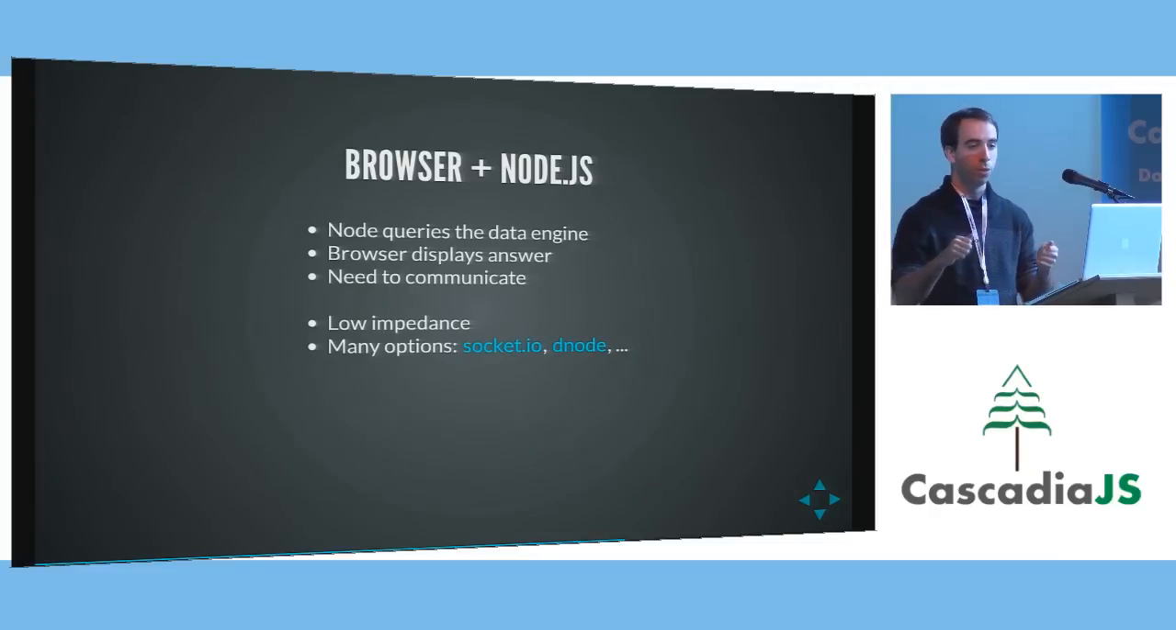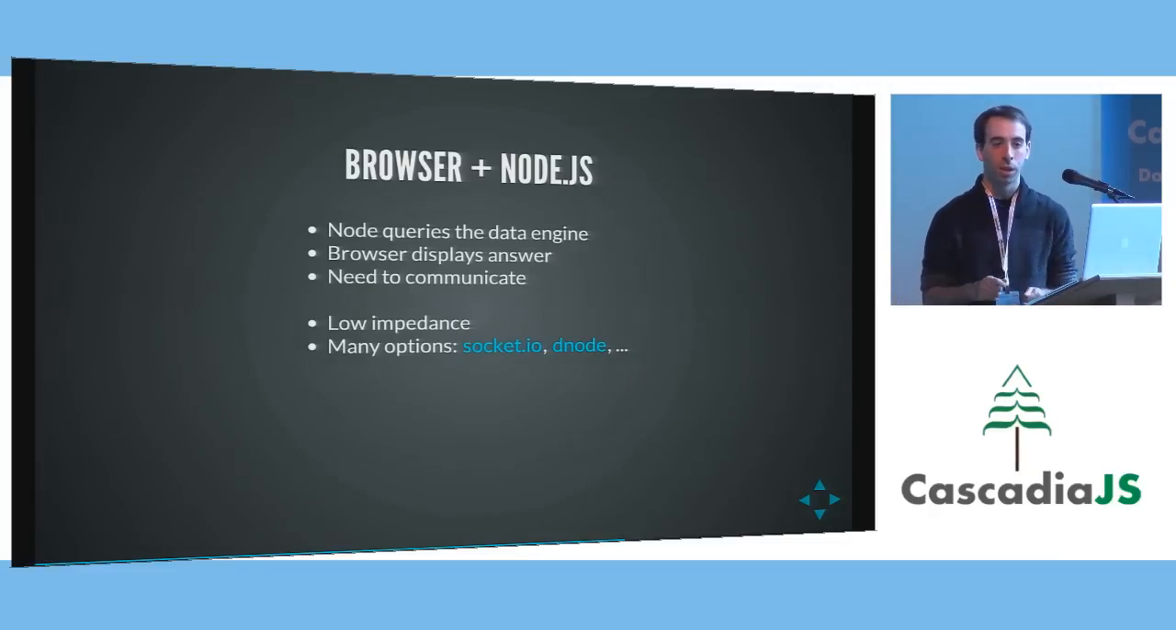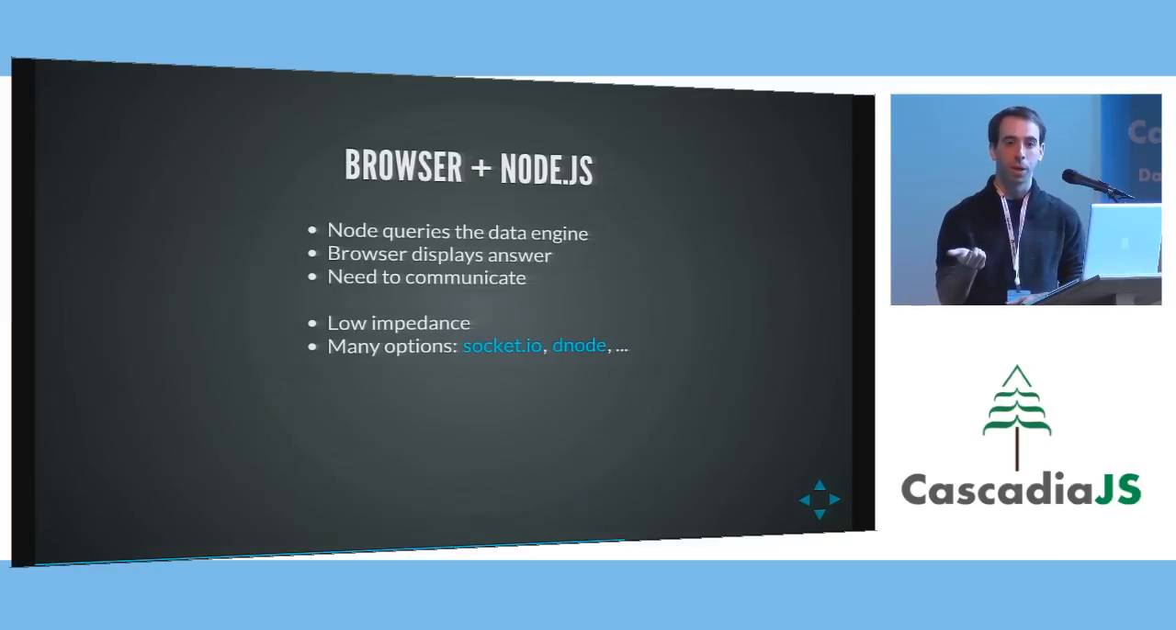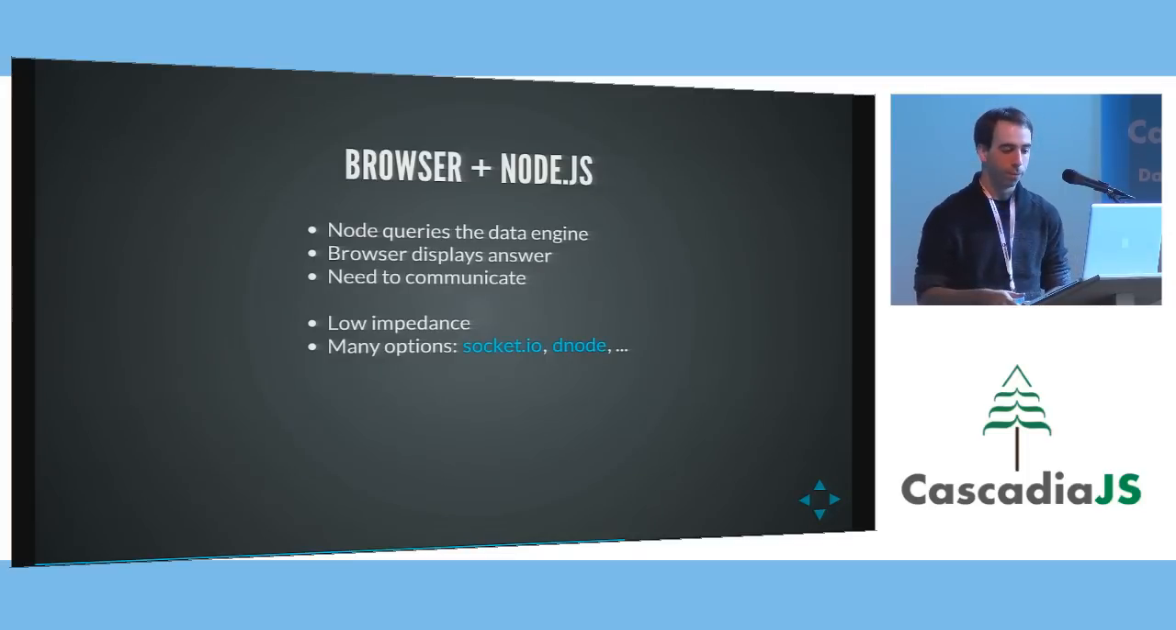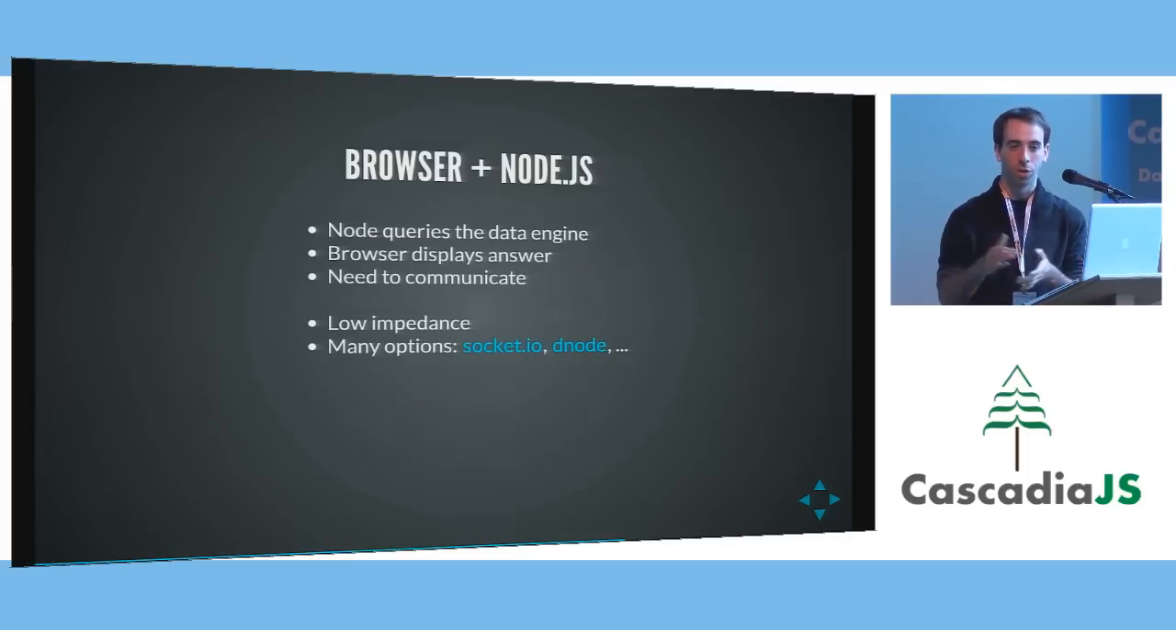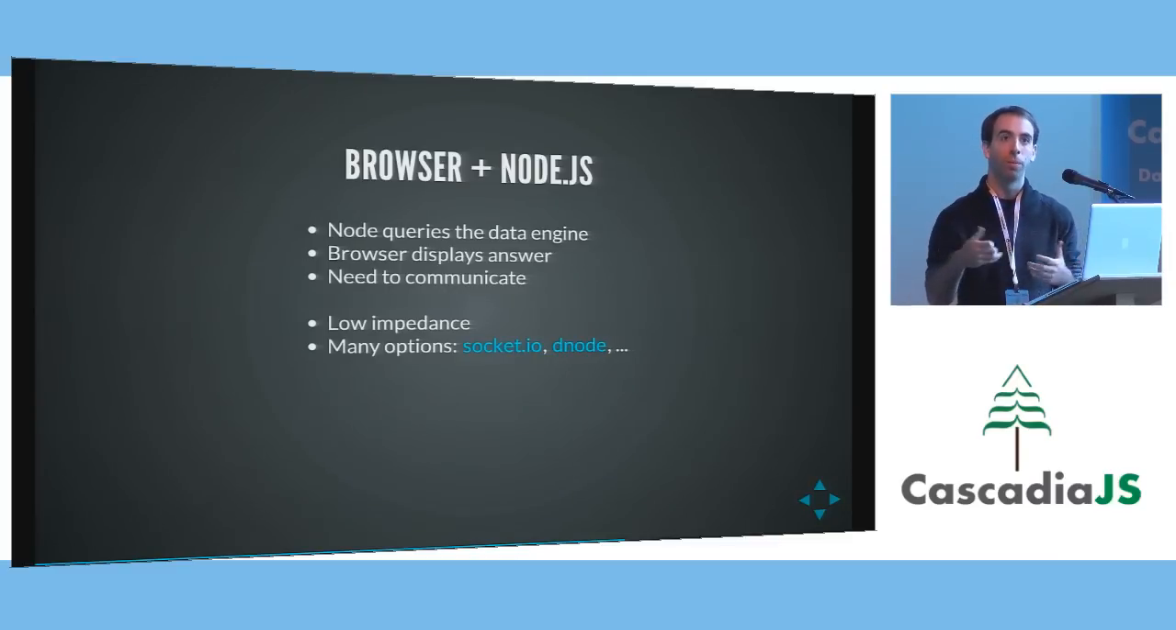There are two benefits of using Node and the browser as opposed to, say, browser and Python. One is there's a low impedance mismatch between the two because you're using JavaScript, so you can actually reuse things between them. The other reason is there are many options to enable this communication, things like dnode and socket.io. Node is very mature, relative to Python and Ruby and other libraries, for the real-time communication that you need. Because data keeps coming in, you really need the server to be able to push data to the client as much as possible.